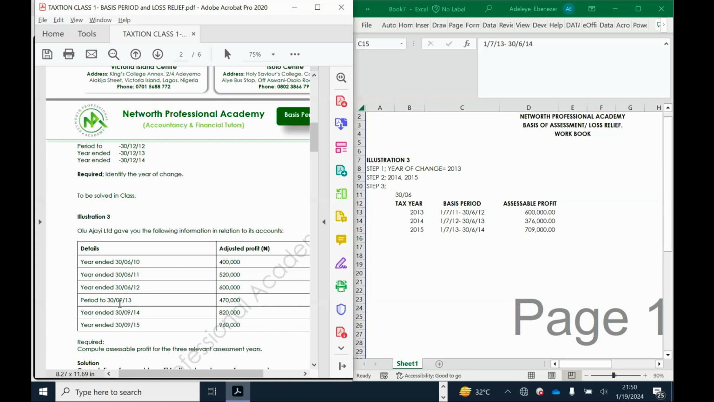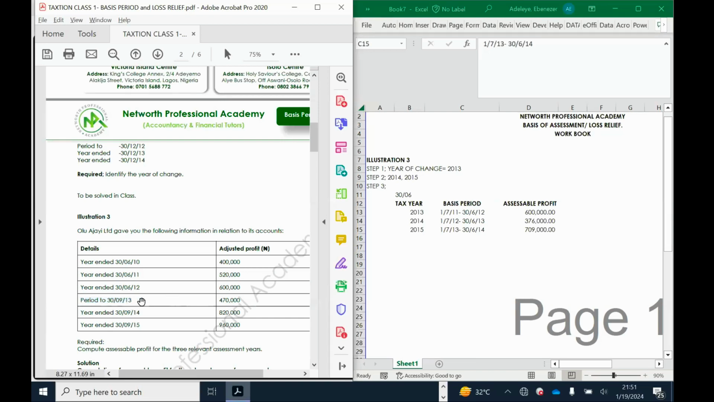So we have to be able to prorate both of them, right, to be able to get our assessable profit. We now say that from this 1st of July 2013, how many months can we figure out from here? So we said from 1st of July 2013 to 30th of September 2013. How many months is that? July, August, September. That's 3 months.